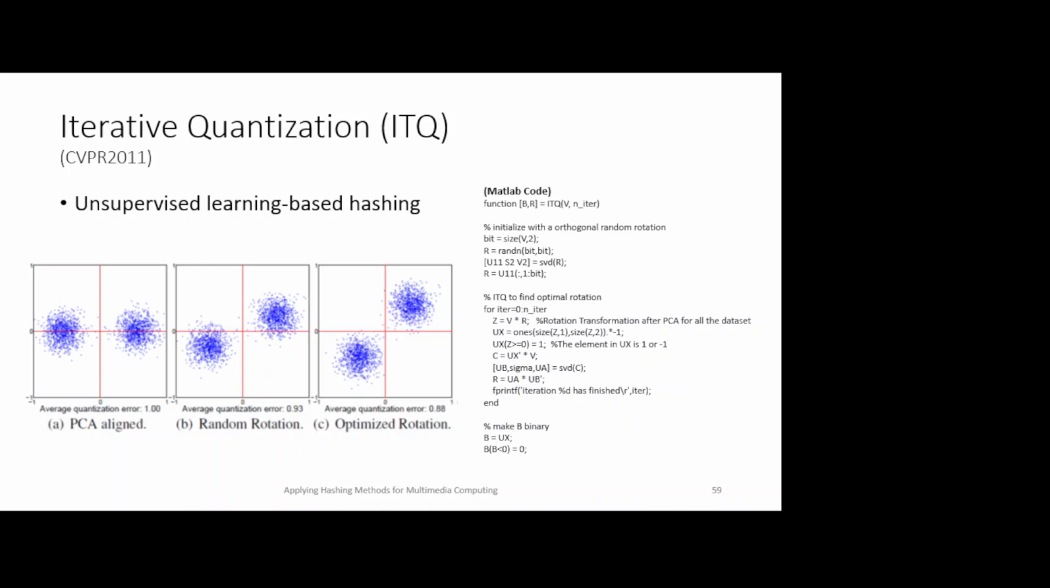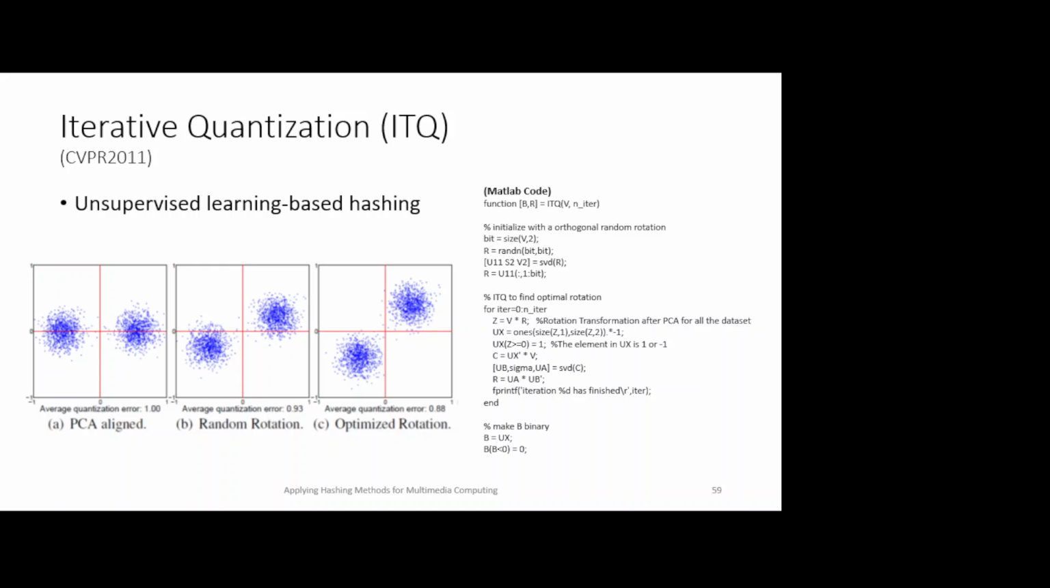Any problems? It's a simple way. If we don't do any processing, we just simply assign all this data, according to your data space, to their nearest corners. It's a very easy way to do the hashing. But the quantization error, I have to say, is high.